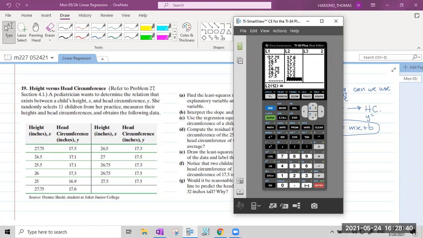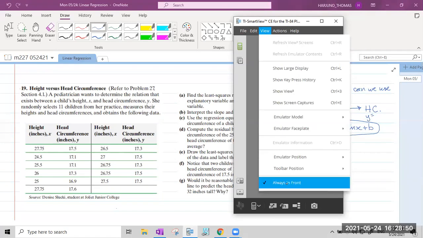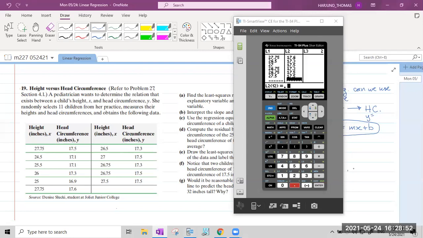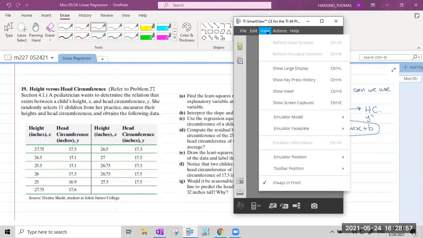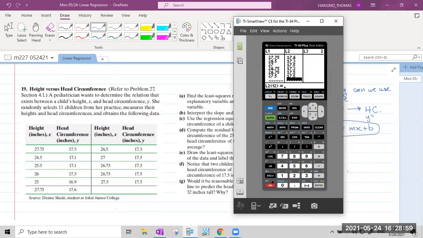If we want to find the linear regression equation, you go to stat. Maybe I write it down. Give me a second. I want to change this. What is my view? Not always at the front.